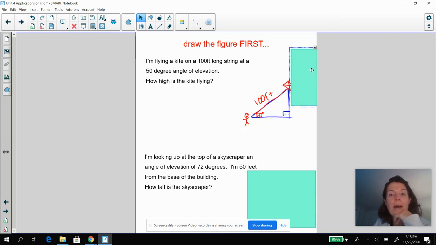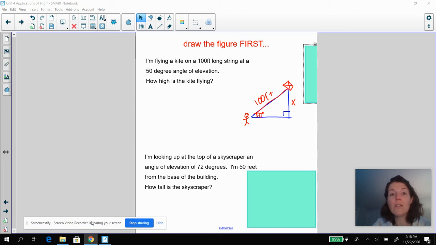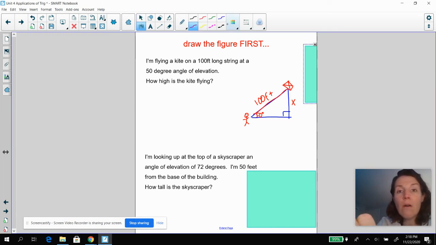So let's take this guy away. And hopefully your picture, your little stick figure might not be as lovely as mine, but I bet it's pretty good. So hopefully your picture looks something like this. And so for this guy, if we were to solve here, I have the side opposite and the hypotenuse. So if I have the opposite and the hypotenuse, that's going to be sine. So the sine of 50 degrees is equal to x over a hundo.